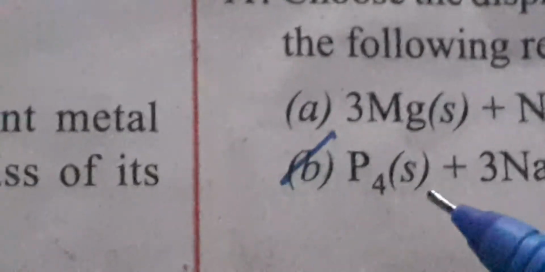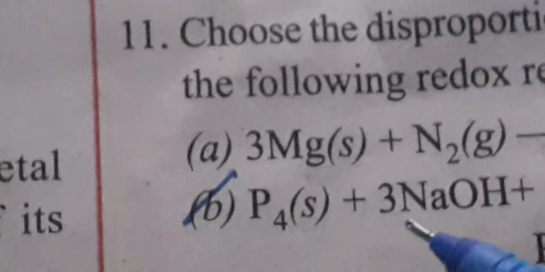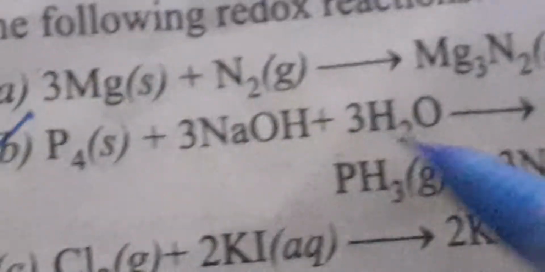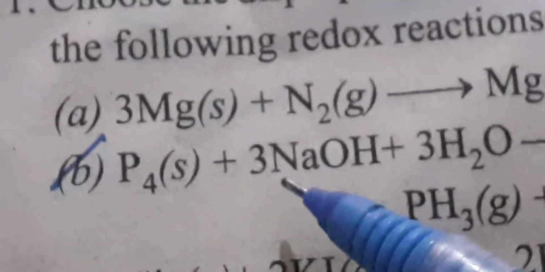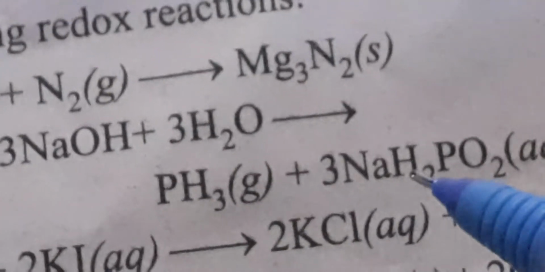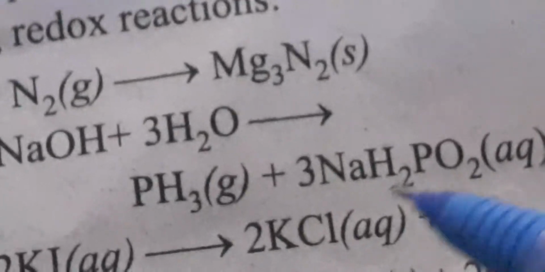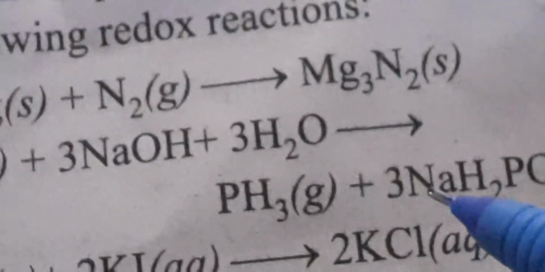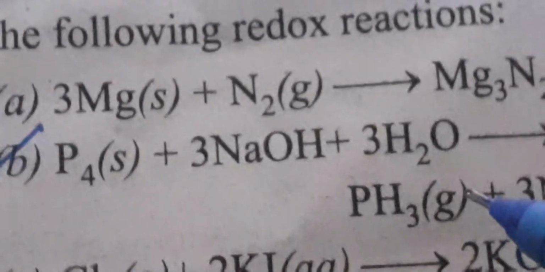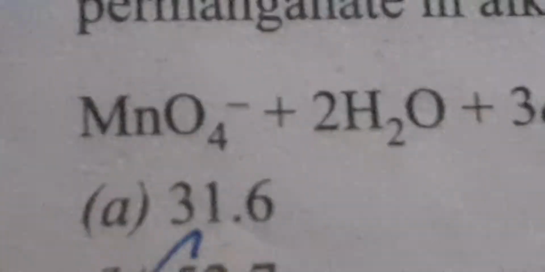So the correct answer is phosphine. Phosphorus reacts with sodium hydroxide plus water to give phosphine and sodium dihydrogen phosphate, okay. This reaction is a disproportionation reaction.